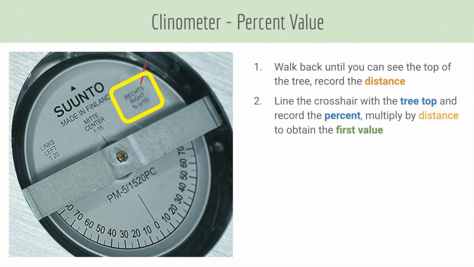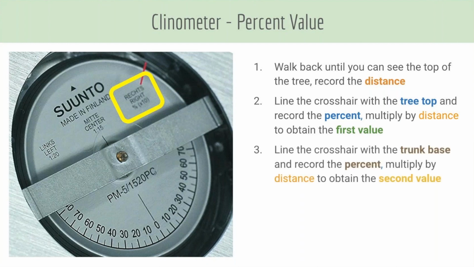Next, from where you're standing, you line up the crosshair with the top of the tree, and then you record that percent. Then you multiply it by the distance in order to obtain the first value. Next, you do the same with the tree base. So you line up the crosshair with the bottom of the tree, record that percent, multiply it by the distance, and then you get the second value.